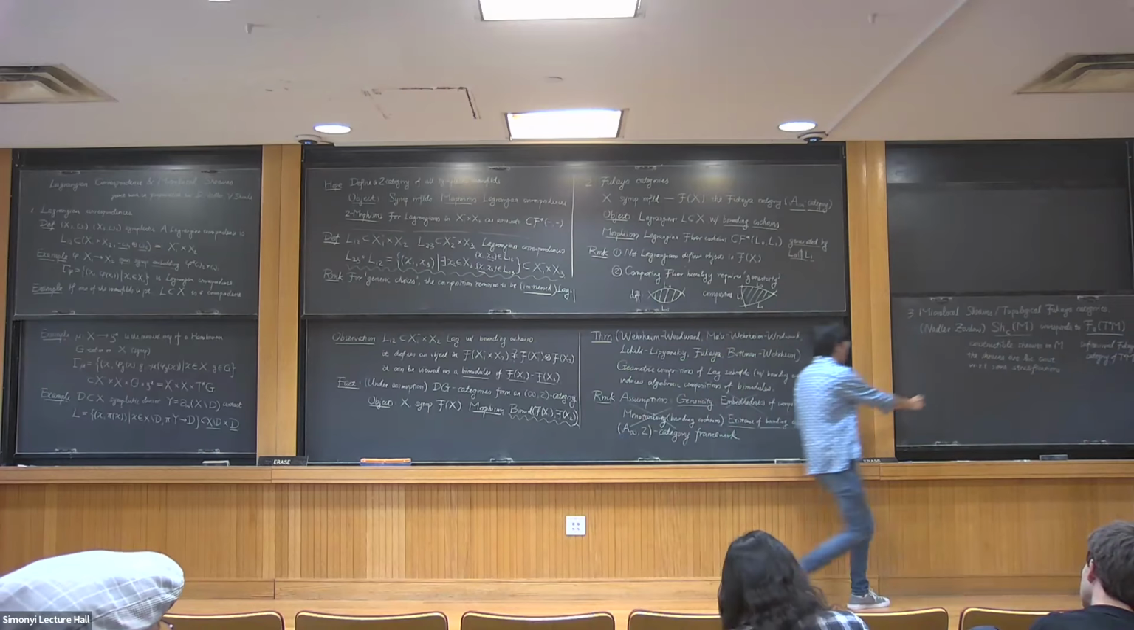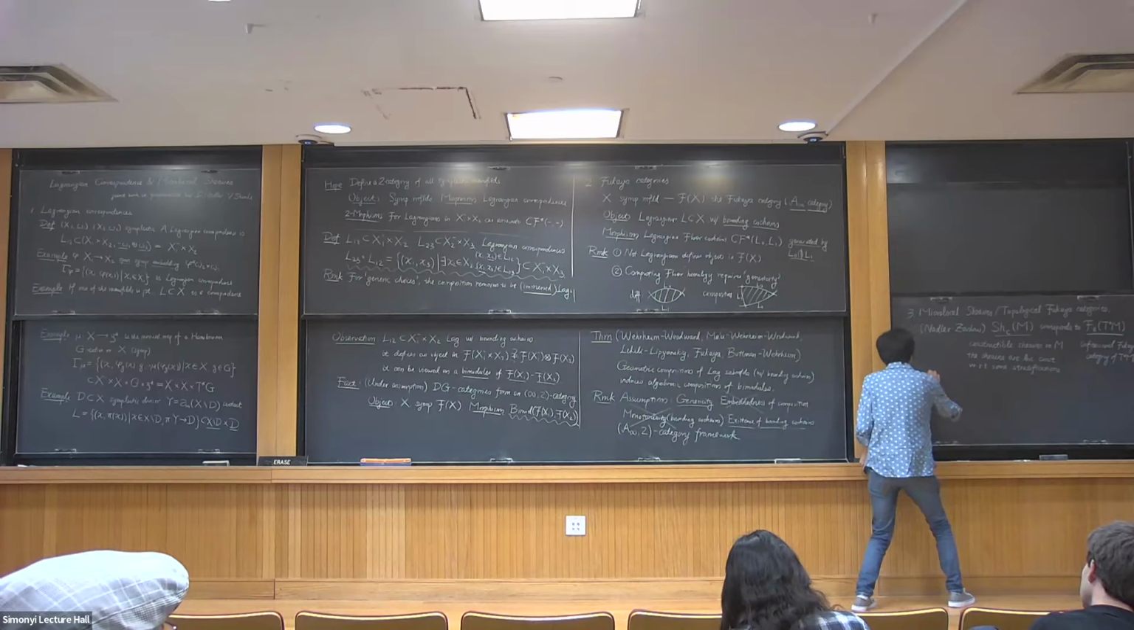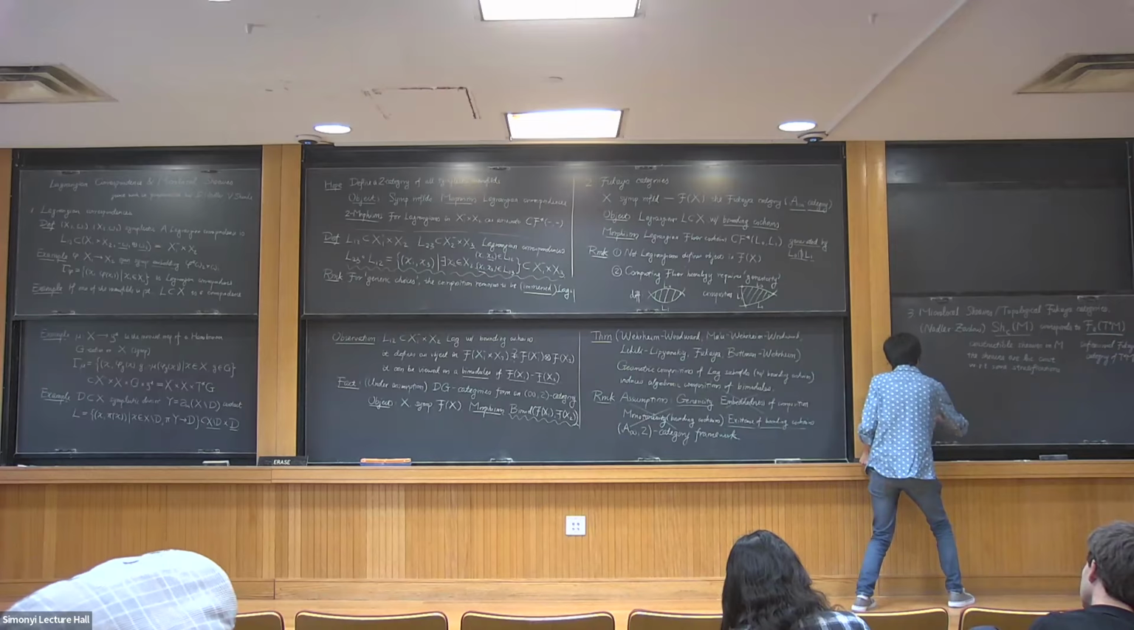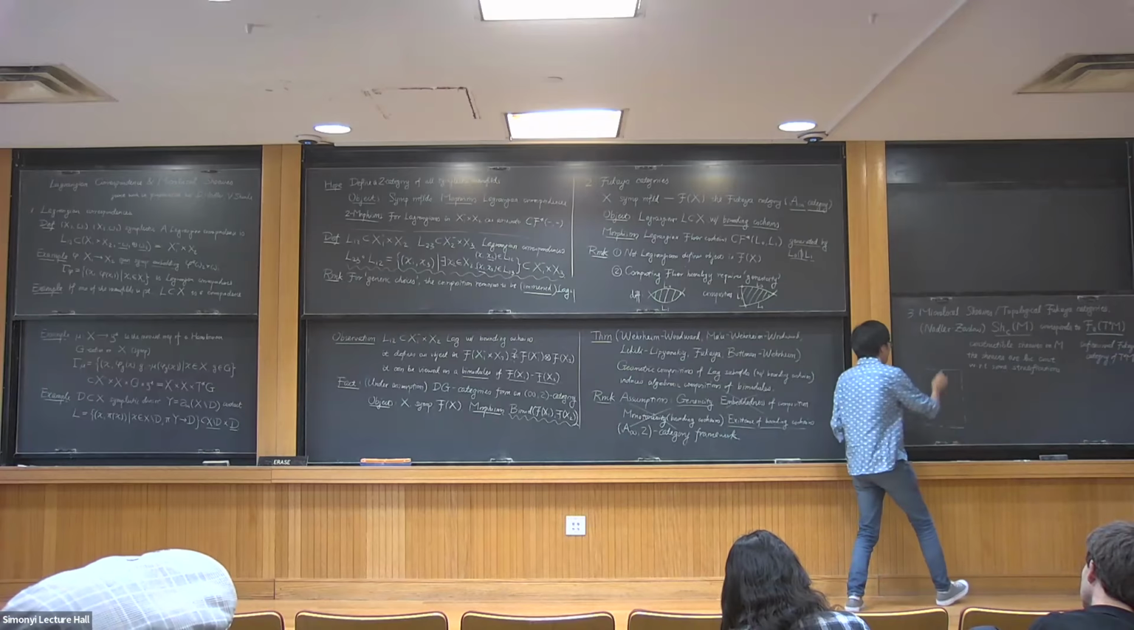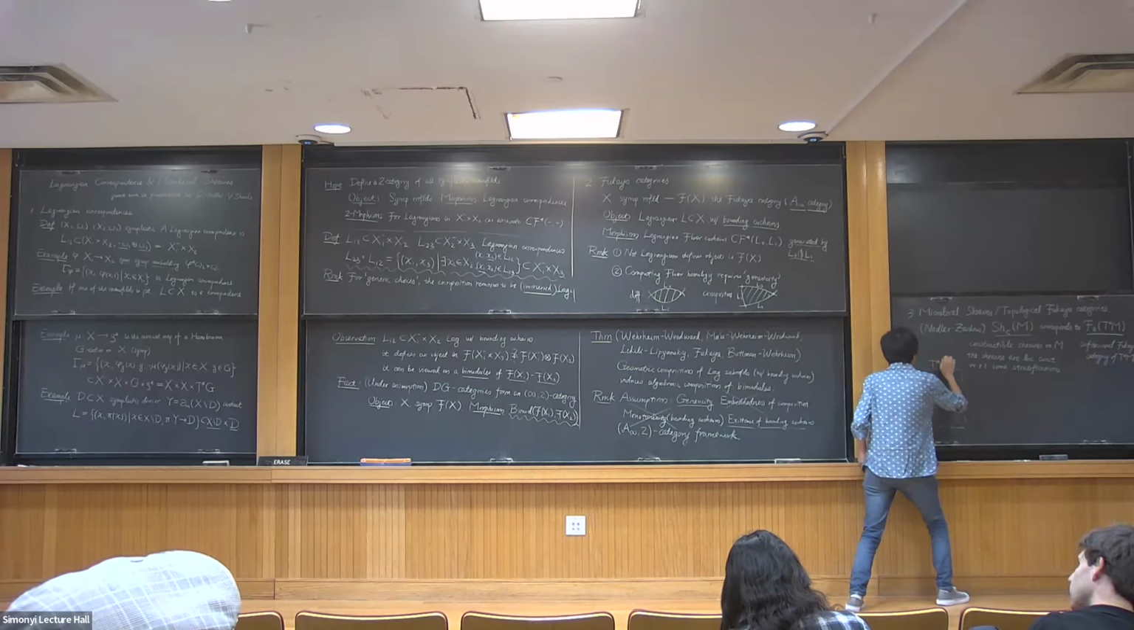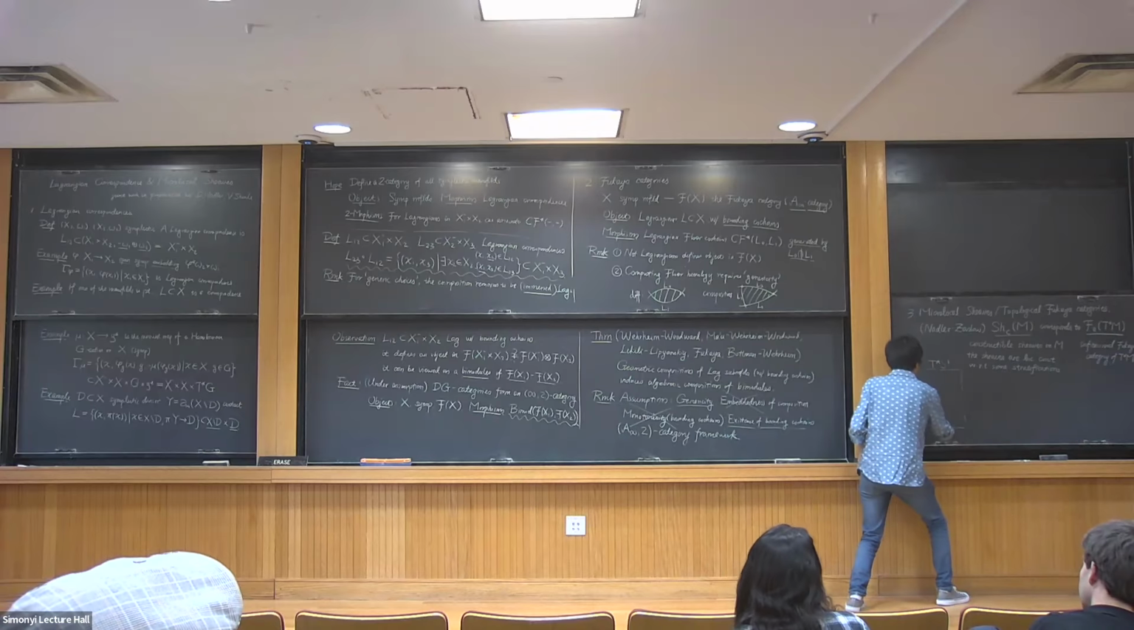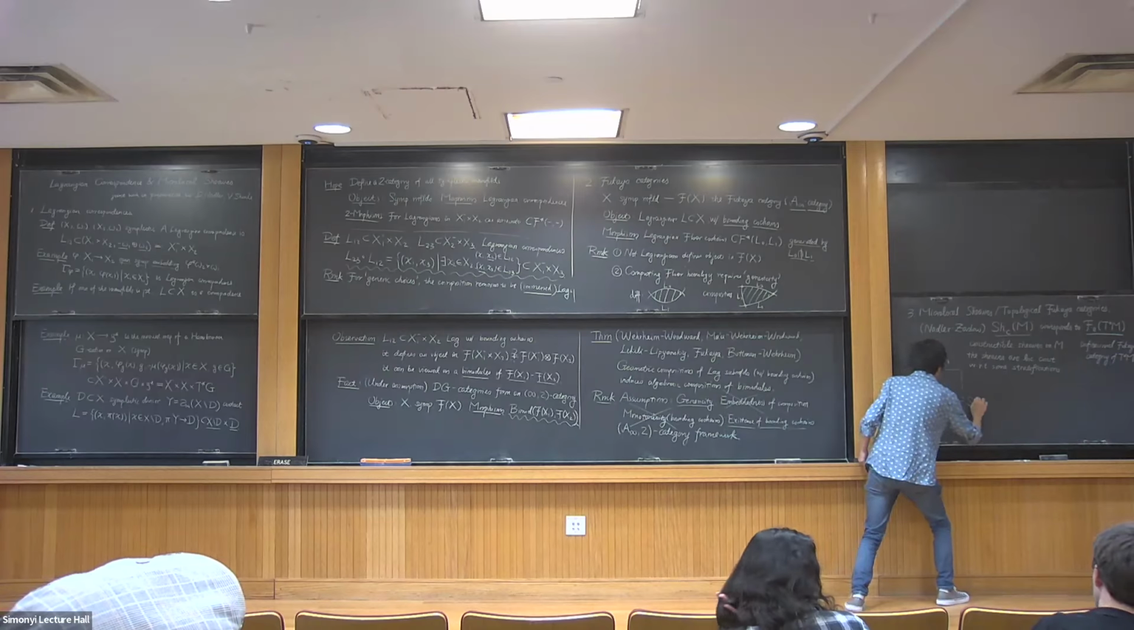So let me explain through an example of how this correspondence happens. Let's look at the simplest cotangent bundle, maybe T star of S1. Say this is my S1 direction.